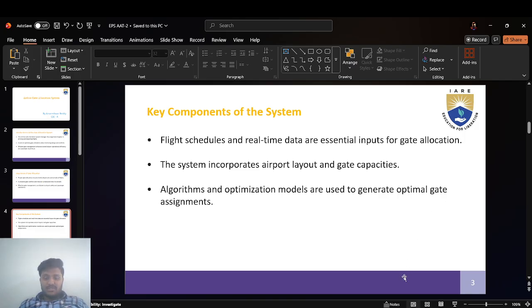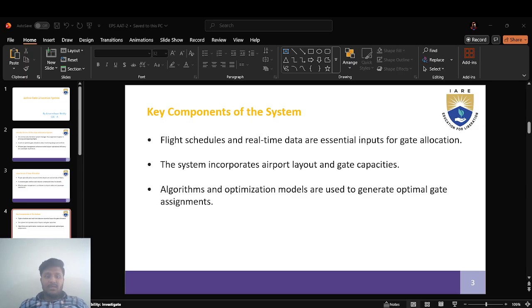Key components of the system. The first one is the flight schedules and real-time data. The system needs to know when each flight is supposed to arrive and depart. Real-time updates are also important because sometimes flights are delayed, arrive early, or get cancelled. This helps the system adjust gate assignments dynamically.